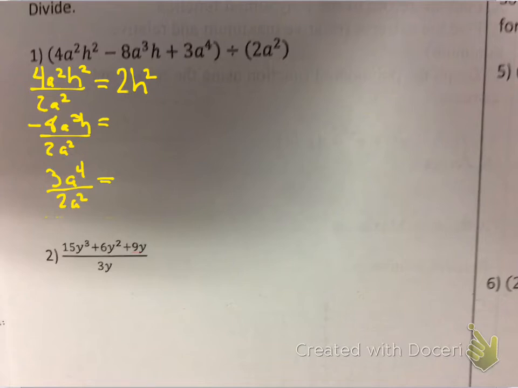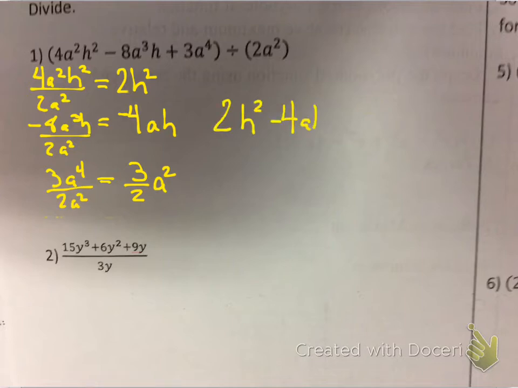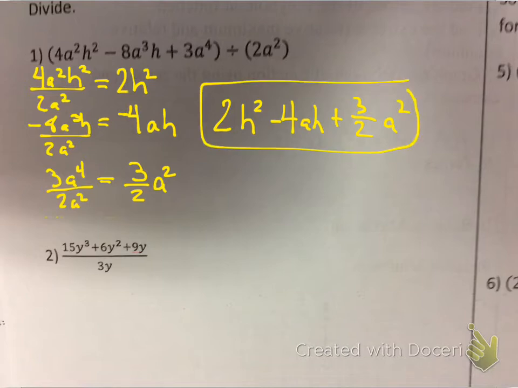Negative 8 divided by 2 is negative 4. A cubed divided by a squared, 3 minus 2 is 1, a to the 1. You can put the 1, you don't have to necessarily. H. And then 3 divided by 2, I'll just write it as a fraction. 4 minus 2 is 2, so I have a squared. Put them together, and that's what you end up with. Okay, so that one right there, all you got to do, again, you're dividing them individually.